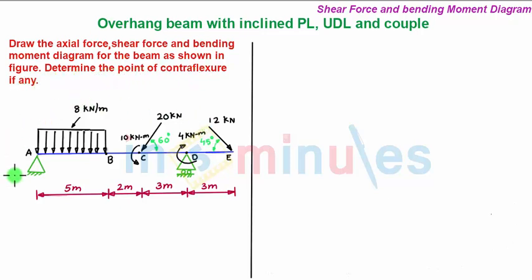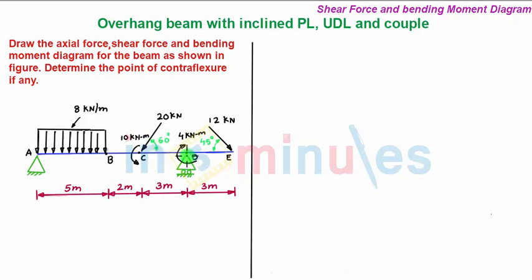So we have this loading diagram of the beam. We have at point A a hinge support and at point D a roller support, and between point A and B a uniformly distributed load of 8 kN per meter. Then we have an anti-clockwise couple of 10 kN meter magnitude at point C, and at point C we see there is an inclined point load, and this load is inclined with the horizontal line of the beam by 60 degrees.